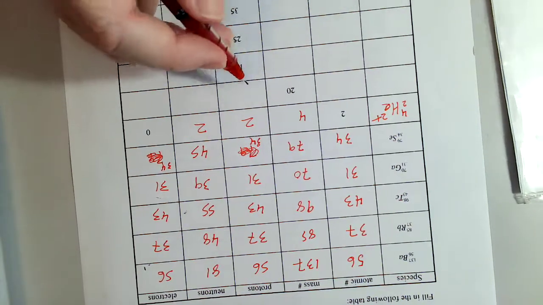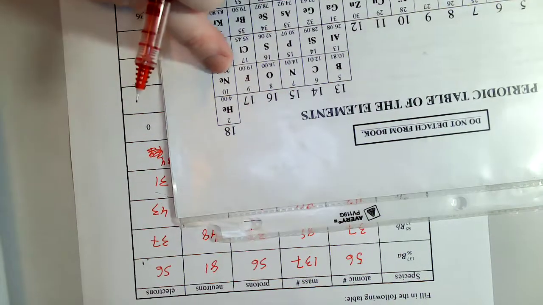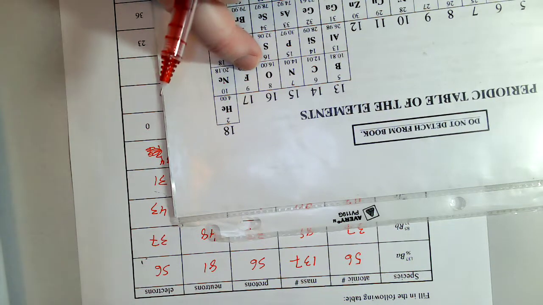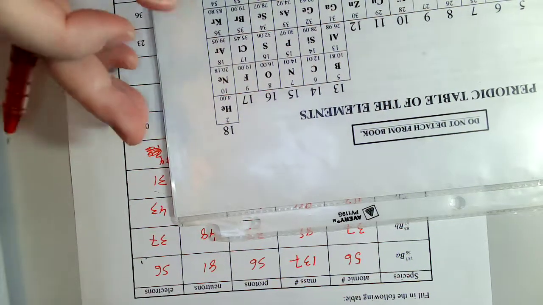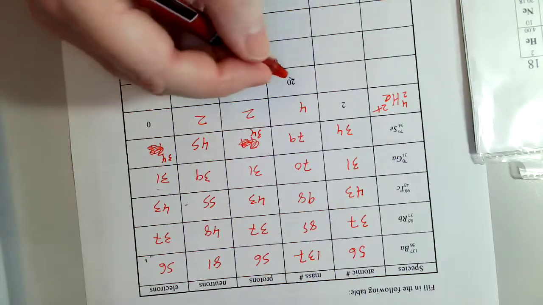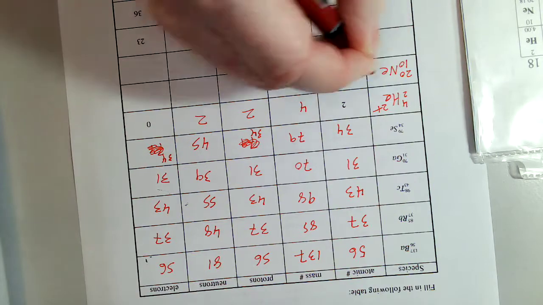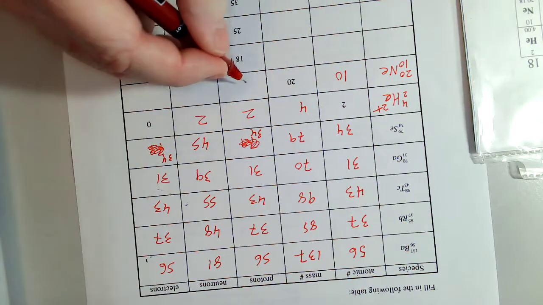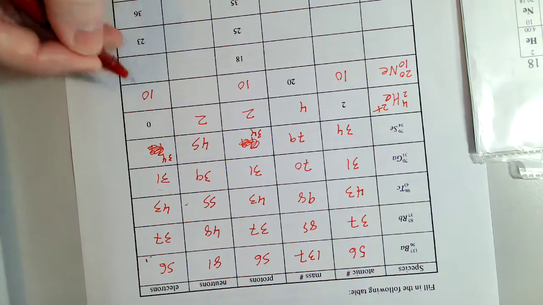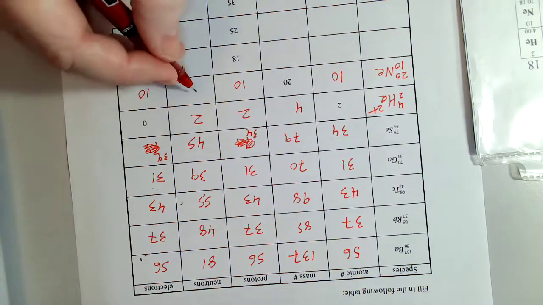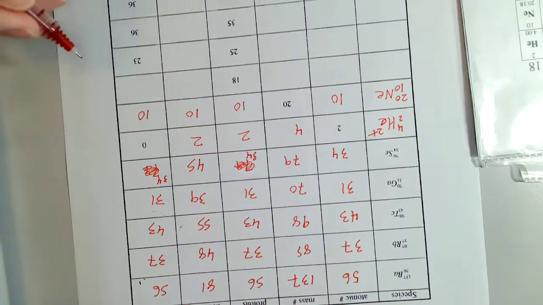Now, mass number of 20. That's looking pretty close to neon, although there are probably some other isotopes of fluorine and sodium that I could potentially use. But with a mass number of 20, I'm going to call this neon, 20 over 10. Atomic number is 10, protons 10, electrons 10, since it didn't say anything about a charge. 20 minus 10 is 10 neutrons.